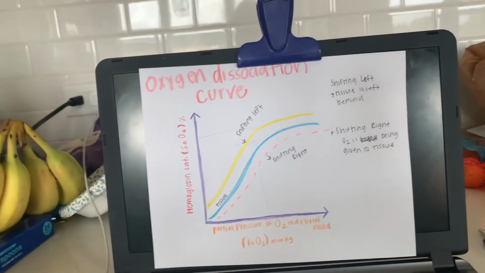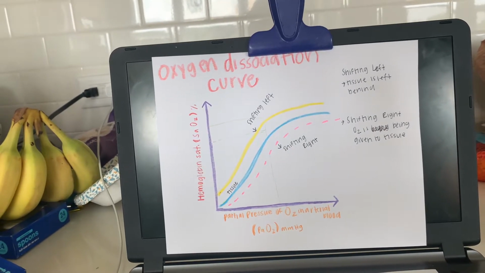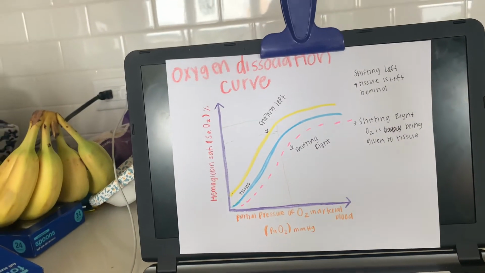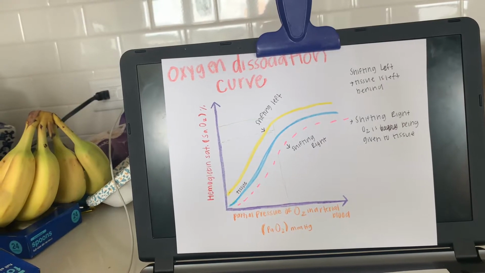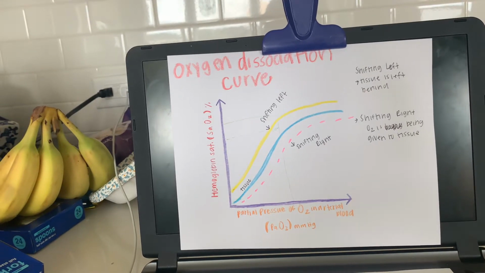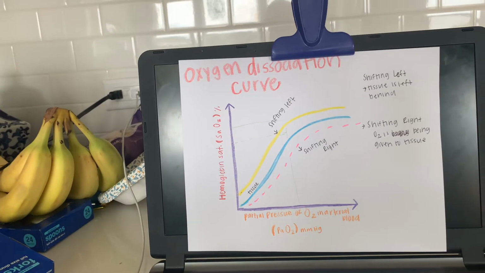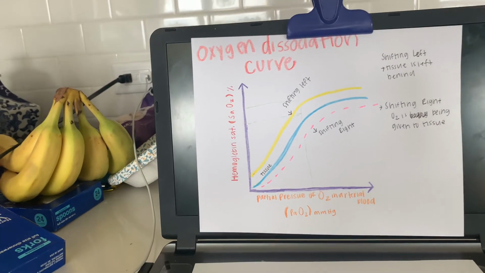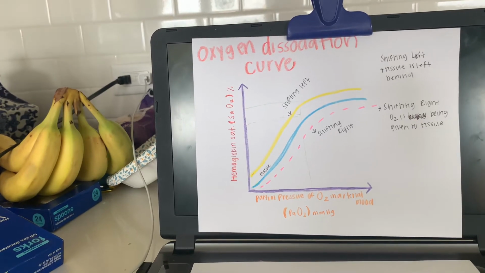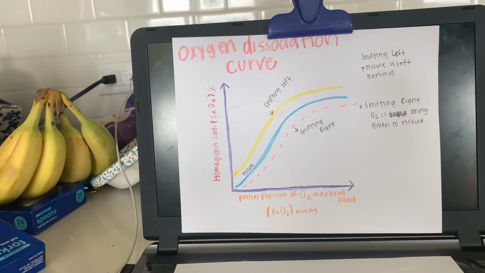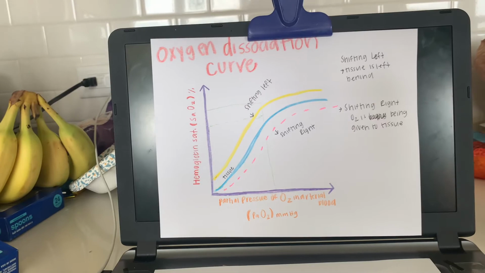When shifting to the left, there's a decrease in the H bond and an increase in the pH. There's a decrease in the temperature and a decrease in altitude. And when you're shifting to the right, there's an increase in the H bond, an increase in the temperature, and an increase in the altitude.